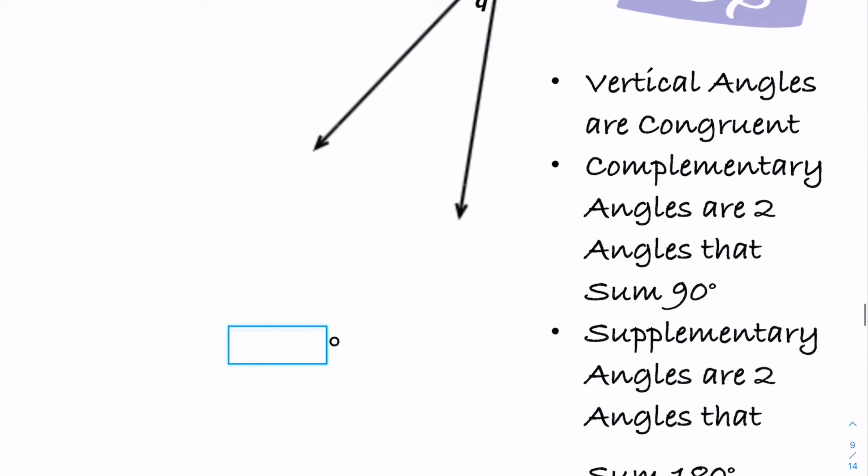So vertical angles, don't forget, vertical angles are congruent, so they're going to be equal to one another. Complementary angles are two angles, not three, not four, not one, but two that sum up to 90 degrees, and supplementary angles are two angles that sum up to 180.